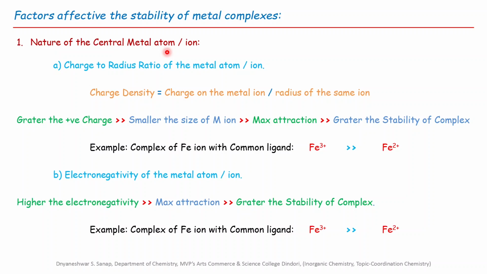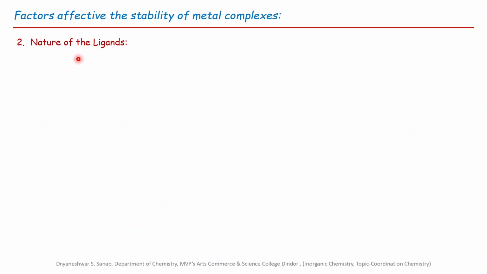And from this we come to the conclusion: when a metal atom has more positive charge, then such a complex is more stable than the same metal atom having lesser charge. Like the Fe3+ complex is more stable than that of Fe2+ ion complexes. The next important factor is the nature of the ligand.